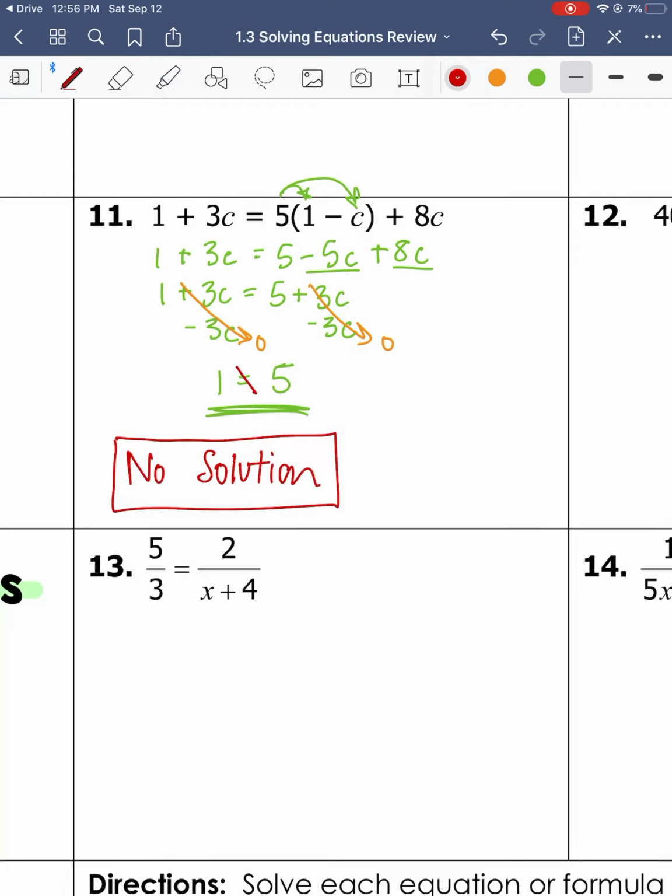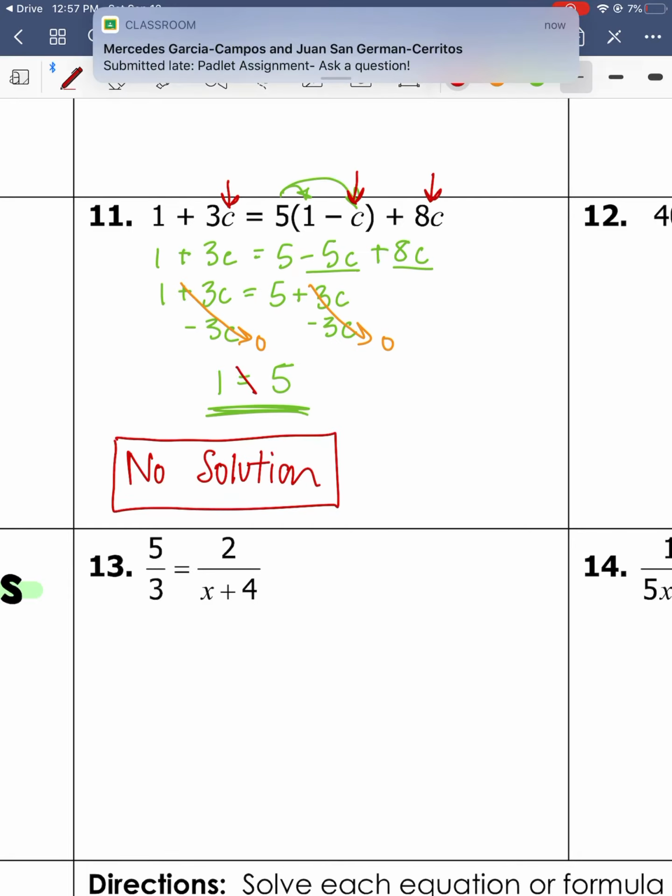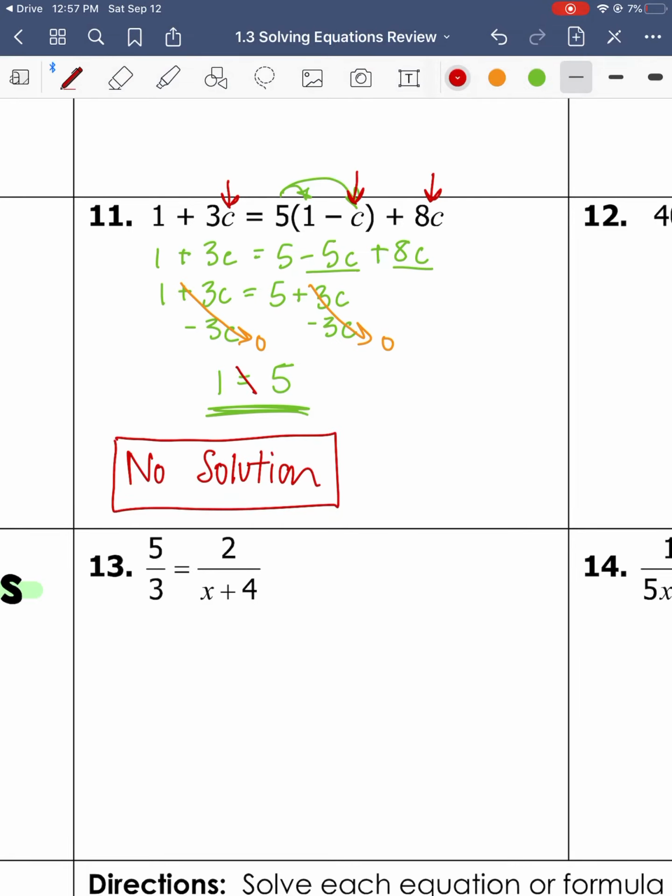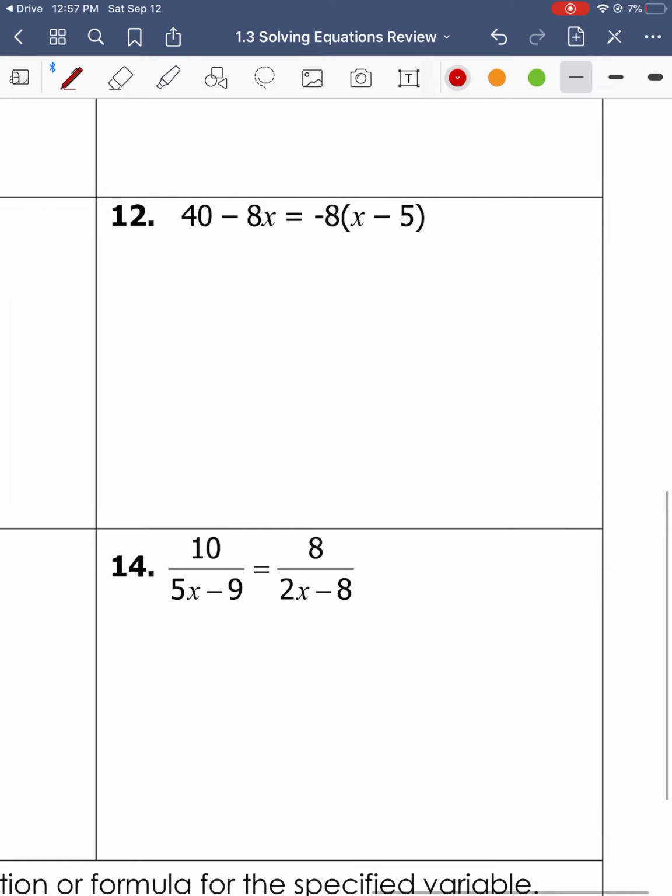So basically what that means is it doesn't matter what C is. You can put in any number for C, and you're always going to get it to simplify to this statement, which is not true. So there's no value of C that will ever make this equation true. Okay, so that's one type of special case. Let's look at number 12 here.